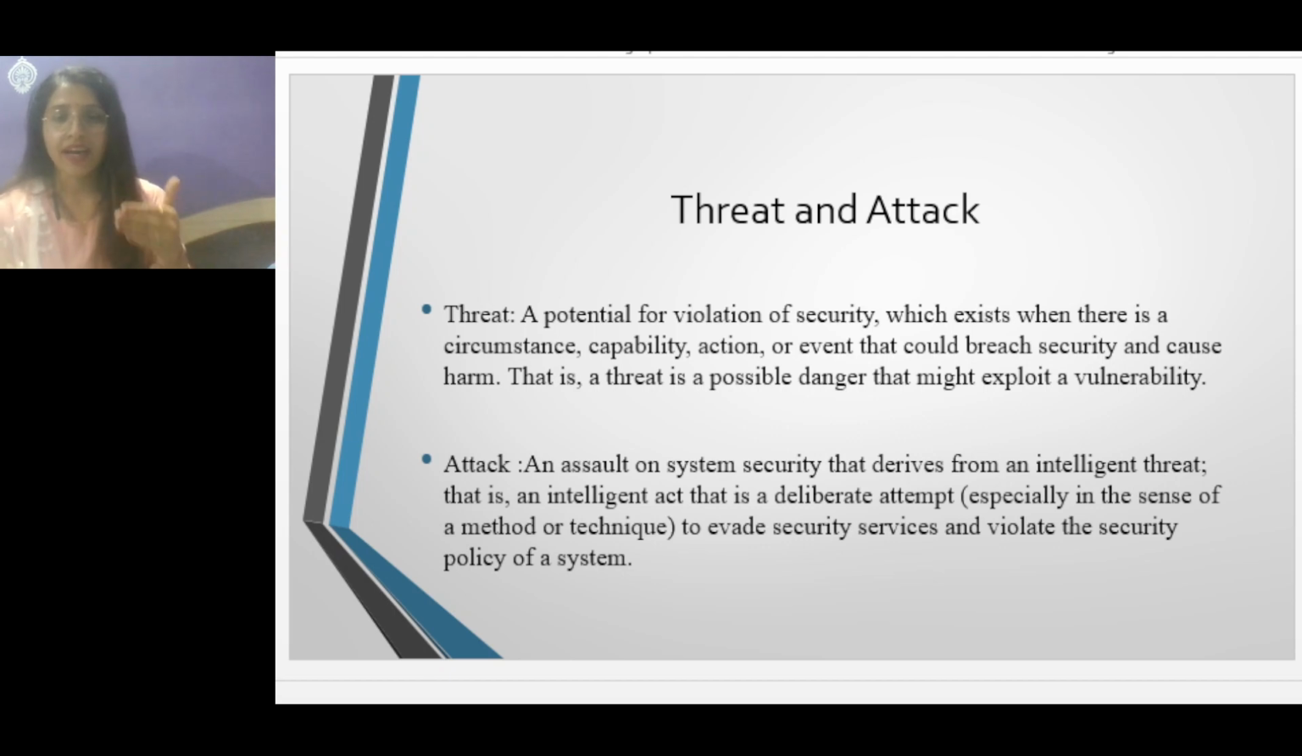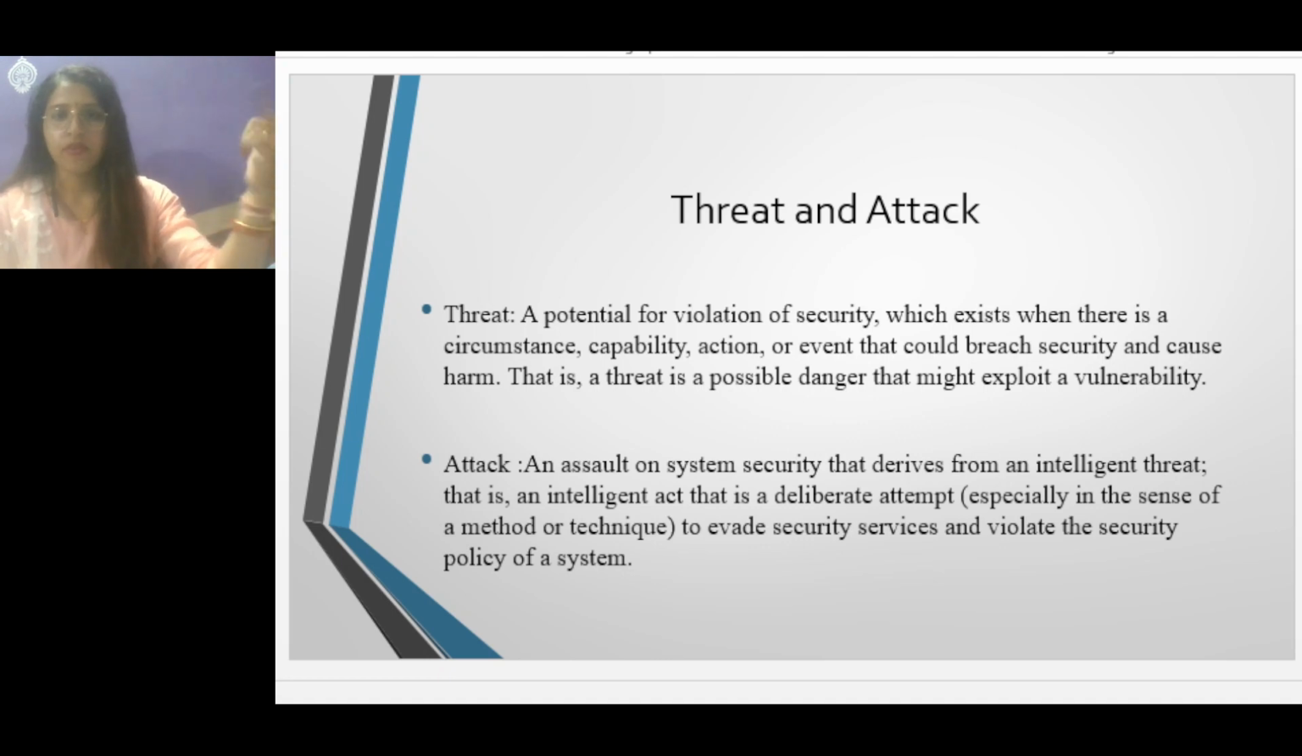And what is an attack? Attack is the assault on the system security that derives from an intelligent threat. You are going to take a threat, exploit it, and then make the system vulnerable. You are going to make some deliberate attempt to break the security service and violate the security policy of a system. That is an attack. If a robber actually comes and takes away all this stuff, that is an attack.